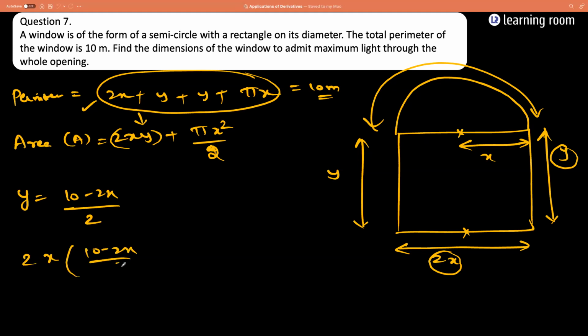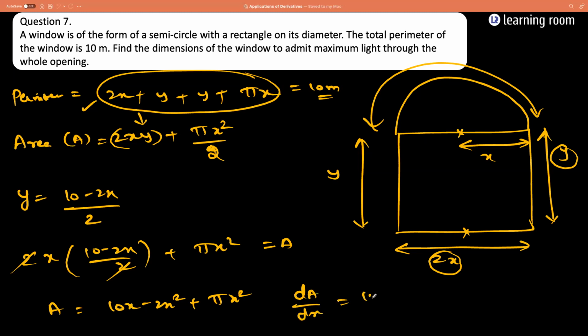Into 10 minus 2x divided by 2 plus 5x. 2 and 2 are lost. So area will be equal to 10x minus 2x square plus 5x square. So dA by dx will be equal to 10 minus 4x plus 2 pi x. Equated to 0. What is going to be the value of x, guys? 10 divided by 4 minus 2 pi. So take that and substitute.